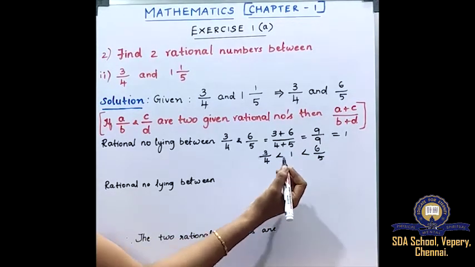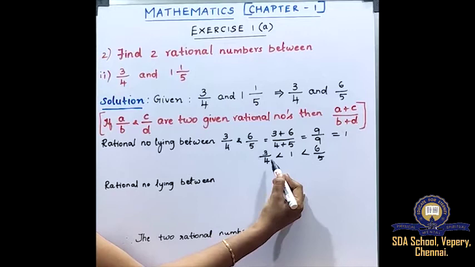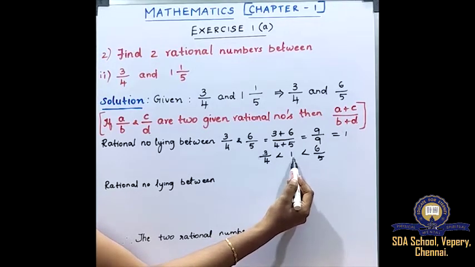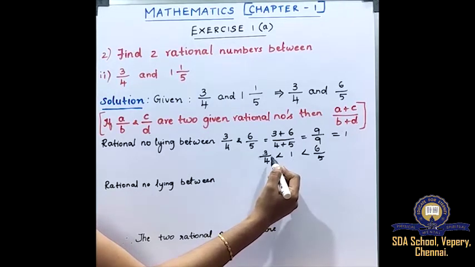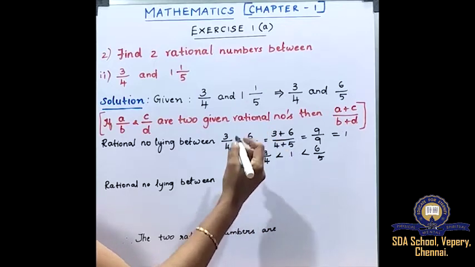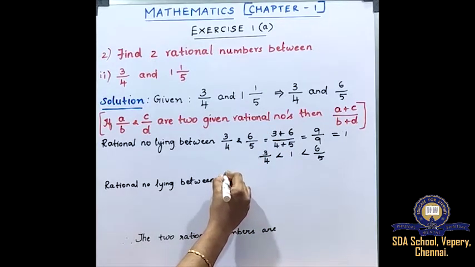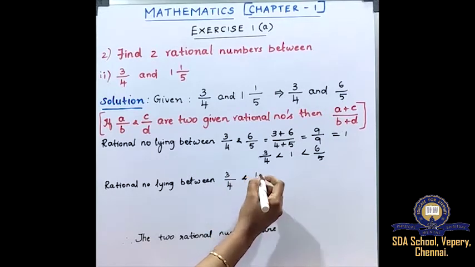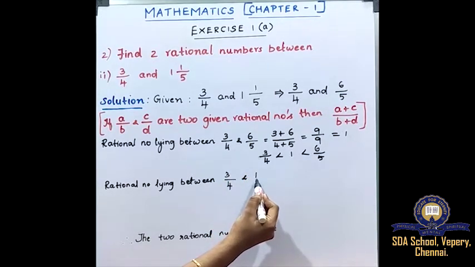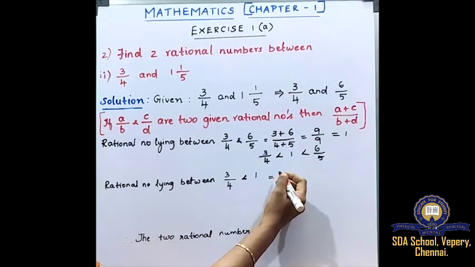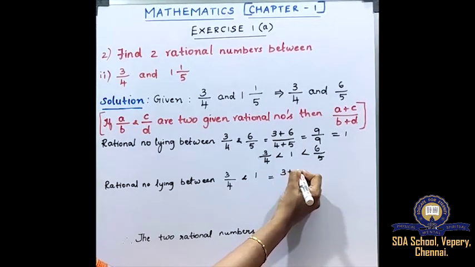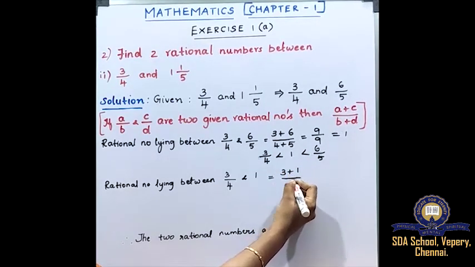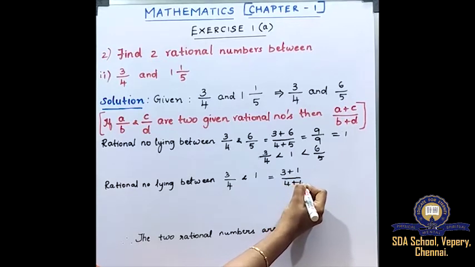So now we can find another rational number either between these two numbers or between these two numbers. So shall we find a rational number between 3 by 4 and 1? So we are going to find a rational number between 3 by 4 and 1. Since the second term does not have a denominator, it is understood that it has 1 in the denominator, right? So when you substitute in the condition, you will get 3 plus 1 by 4 plus 1.